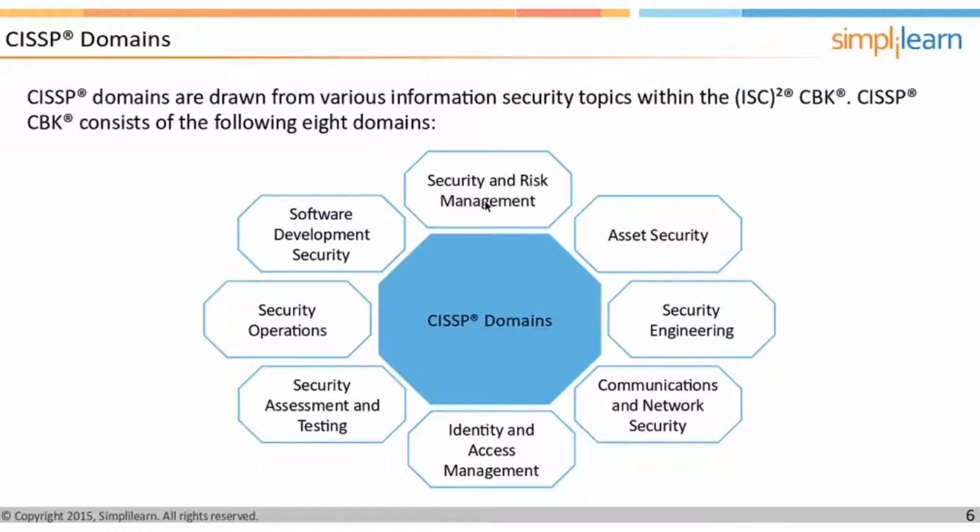And there are 8 domains that we're going to talk about for CISSP. The domains are security and risk management, asset security, security engineering, communications and network security. This is very similar to your CCNA course. Identity and access management, security assessment and testing, security operations, and the final 8th domain is software development security. This is a new syllabus which was introduced from April 15, 2015, last year.